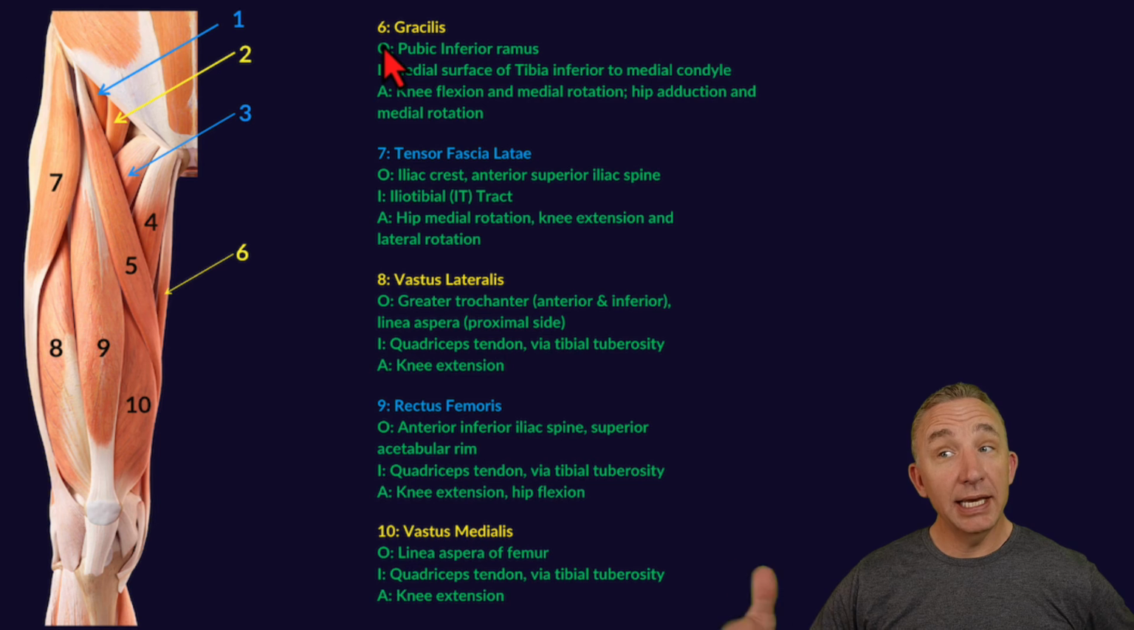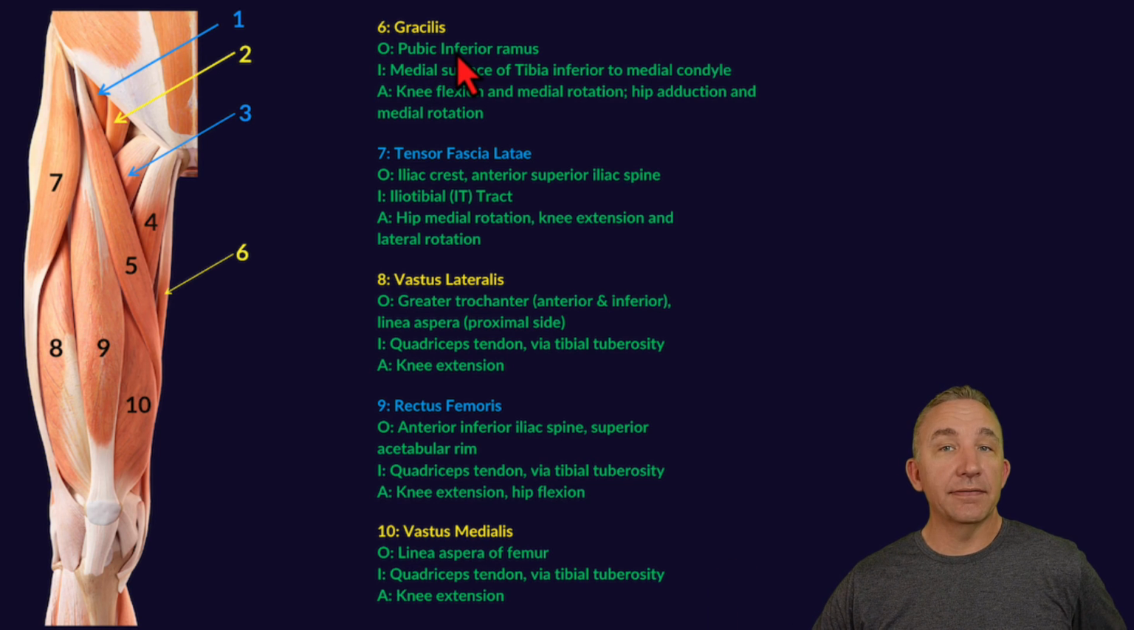Gracilis, our most medial thigh muscle, is at the inferior ramus as well, dropping down to the medial condyle. And again, knee flexion and a lot of hip rotation. Tensor fasciae latae, remember, is on our lateral side. It comes from the anterior superior iliac spine, similar to sartorius, and drops down with that primary ligament that we see, the iliotibial tract or band. We use this for a lot of hip rotation.